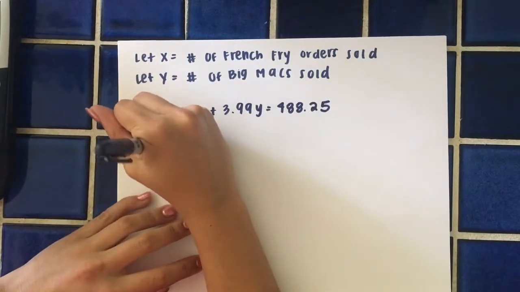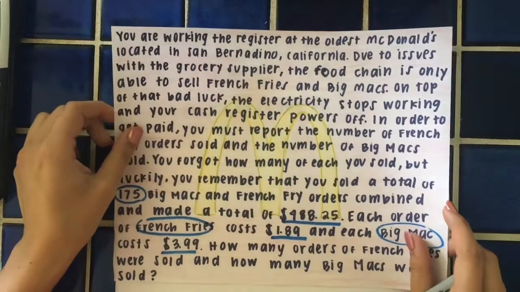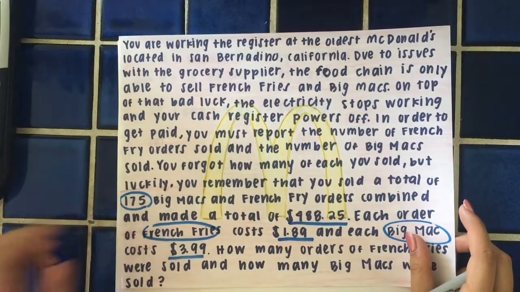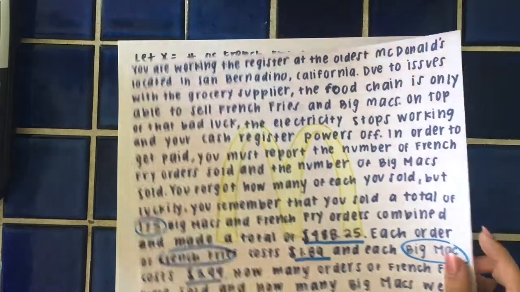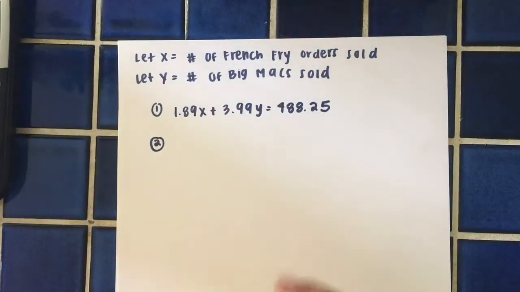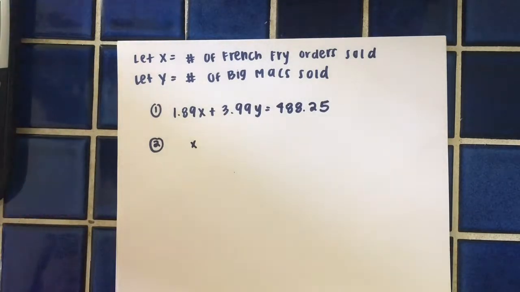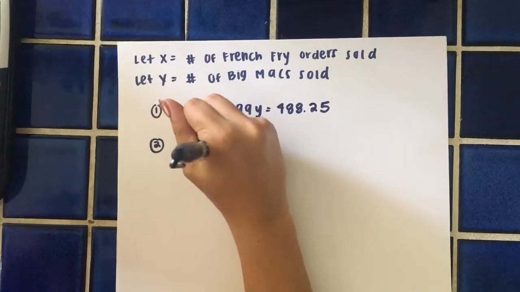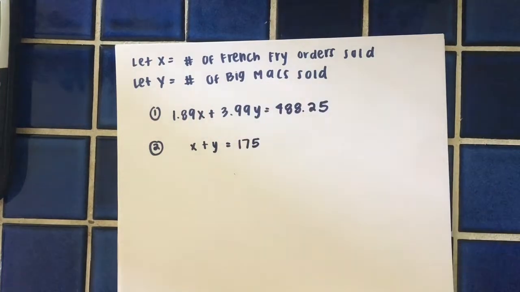So you see the correlation of these 2 variables related to the price. And so then the second one, we're going to use quantity. And so we know that in total, there were 175 Big Macs and French fry orders combined. So let's write that. So this one's going to be easier. It's just going to be x plus y equals 175.